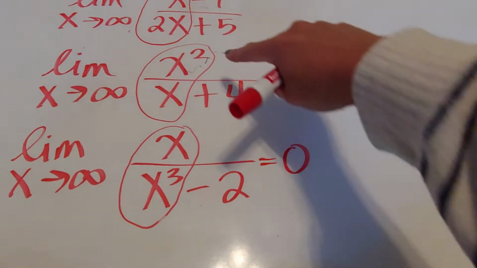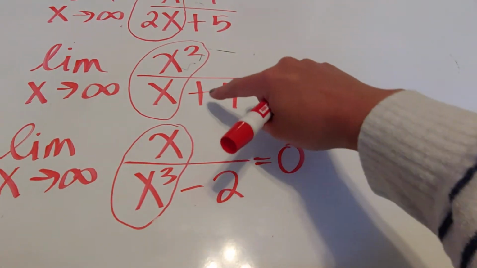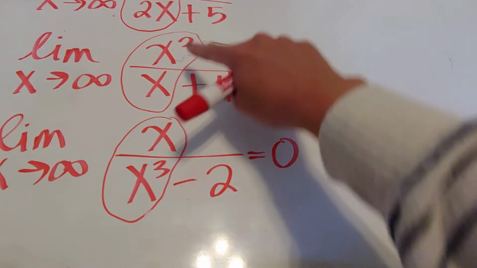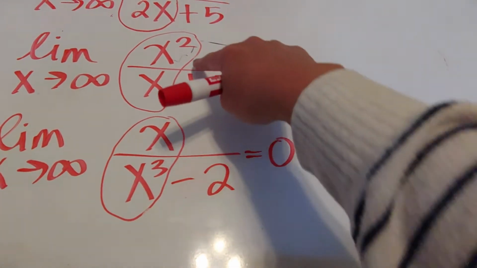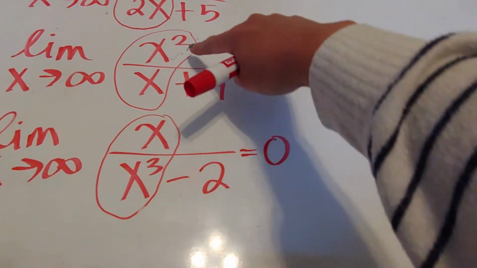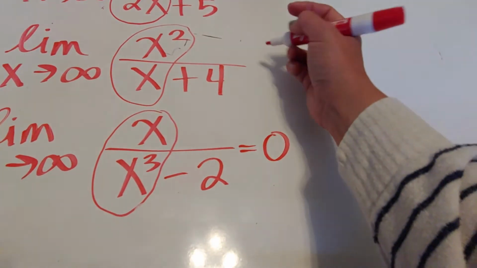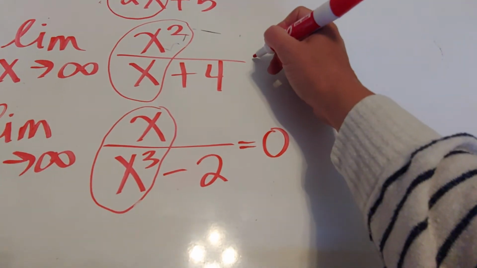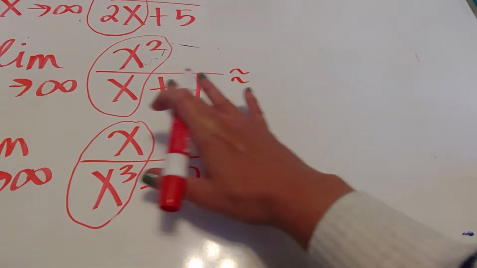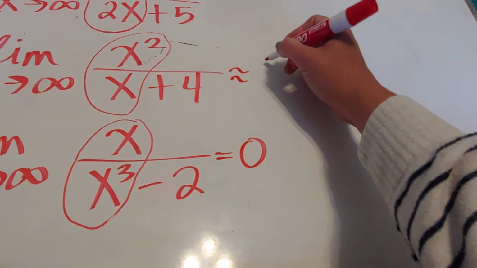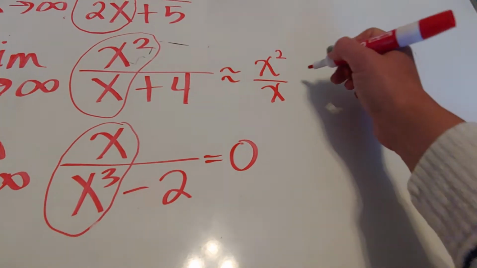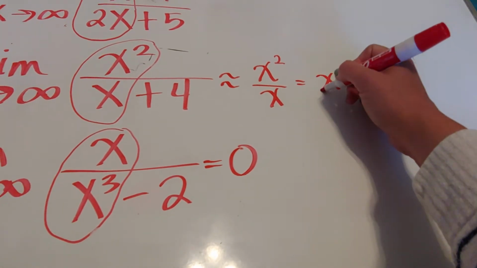On the flip side, when the top is dominating. Here, if I were to plug in a number like 100, this would be 100 squared divided by 100 plus 4. The top is growing way faster. Even though the bottom takes a chunk out of it, the top is still going to grow a lot faster. So when the top grows faster, it's dominating. Another thing you'll see in my notes is that I write that this is going to act similarly to x squared over x.